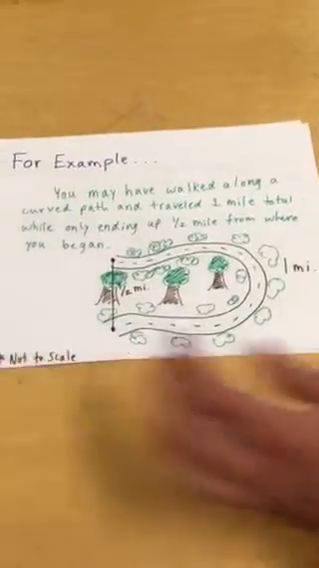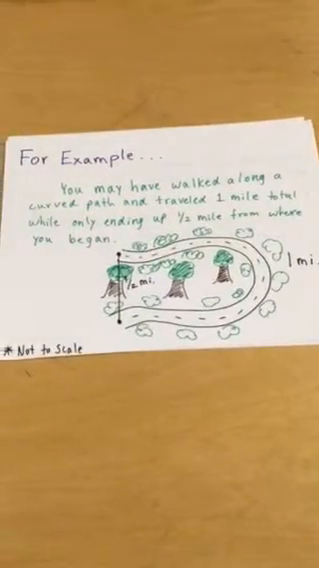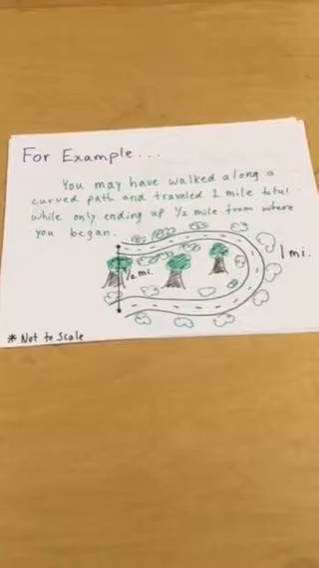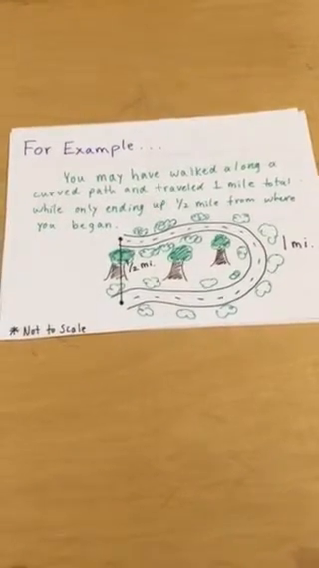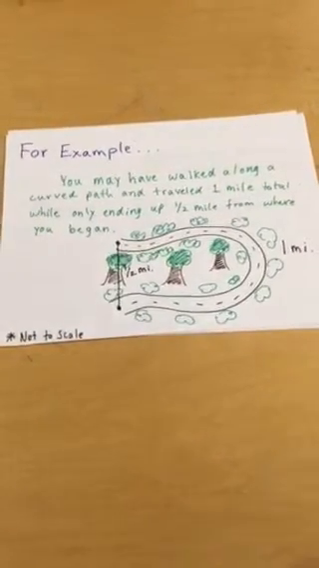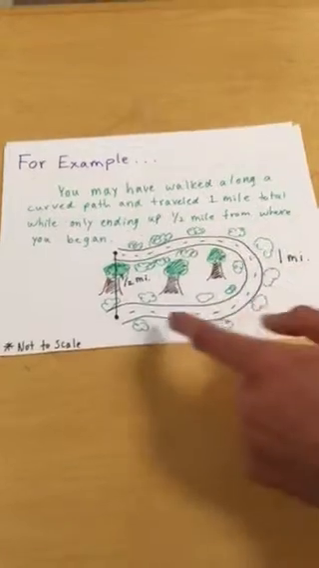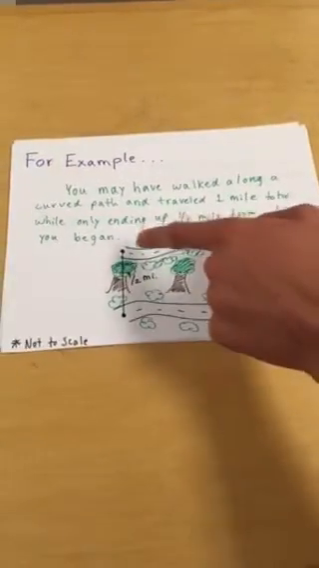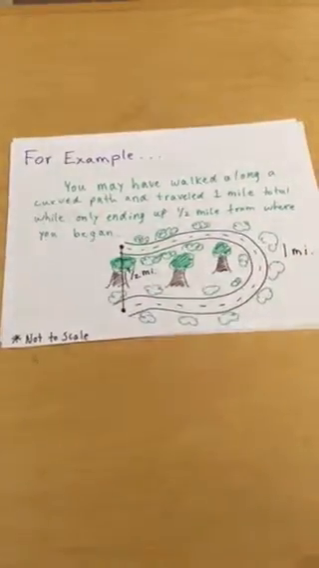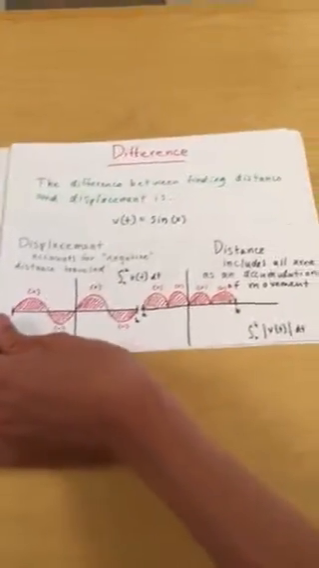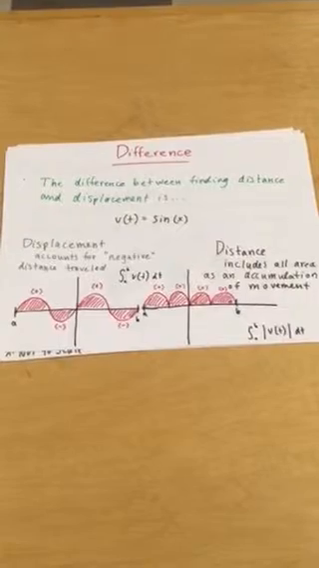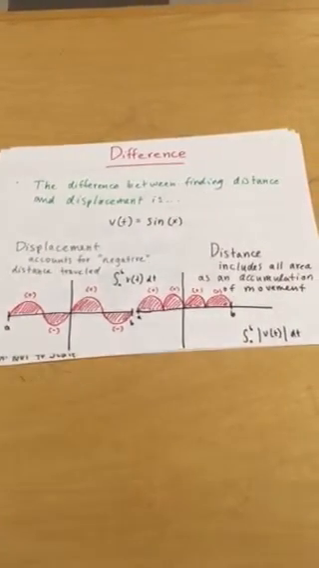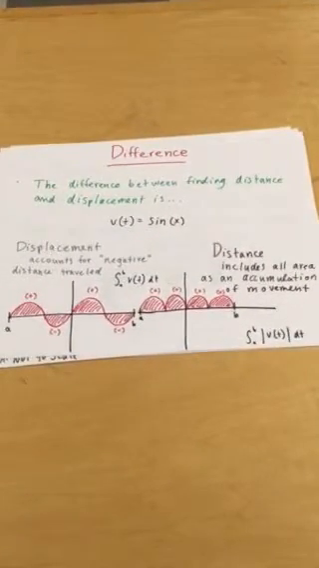For example, you may have walked along a curved path and traveled 1 mile total while only ending up half a mile from where you began. So the distance is the total distance along this curved path, while the displacement is just from the start point to the end point. So the difference between finding distance and displacement is that displacement accounts for negative distance traveled.